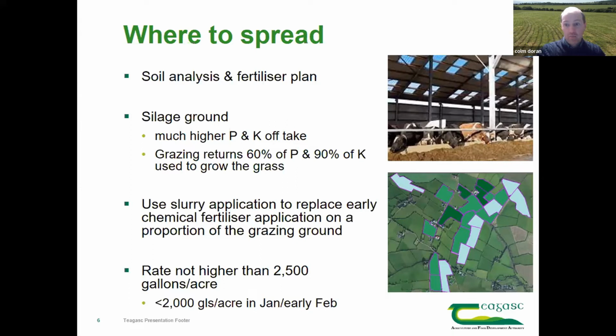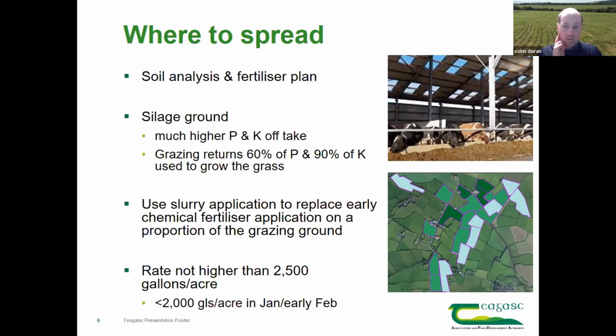So realistically, the biggest draw of P and K is from our silage ground. The best nutrient that's balanced to go back on it is our slurry. So our slurry should be going on our silage ground. So we want to take account of how much slurry we want for our silage applications. And if we reckon we'd have some to spare, then we'd be using slurry to replace, say, an early chemical fertilizer application, say in our first round on the grazing platform.